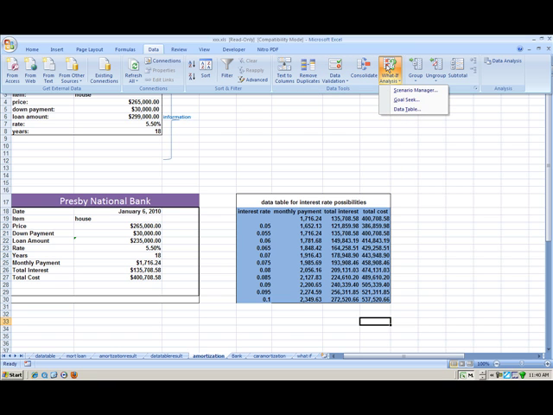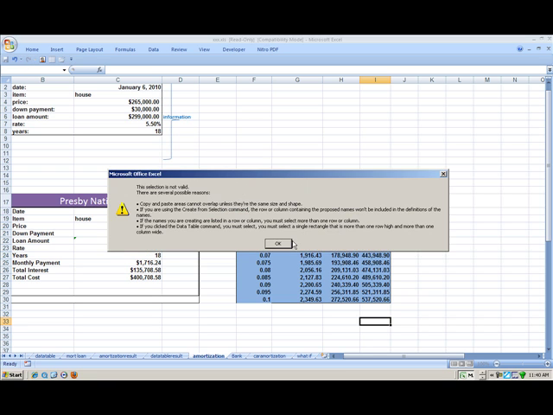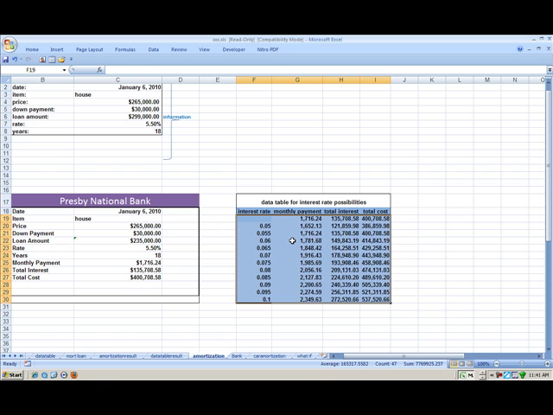What-if analysis, the data table, and it says what is your row input cell. We leave that blank. The column input cell we're going to put in as cell C7, which is 5.5%, and that's the value that's going to be changing. And we say OK, and we should get the result as it appears on the screen.